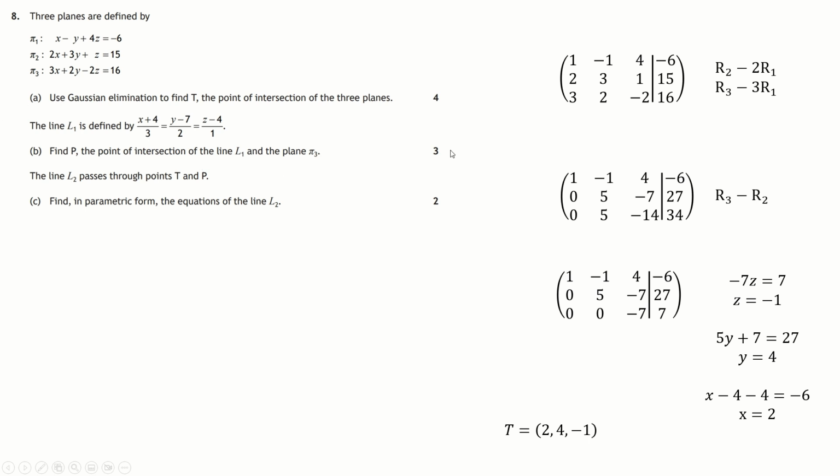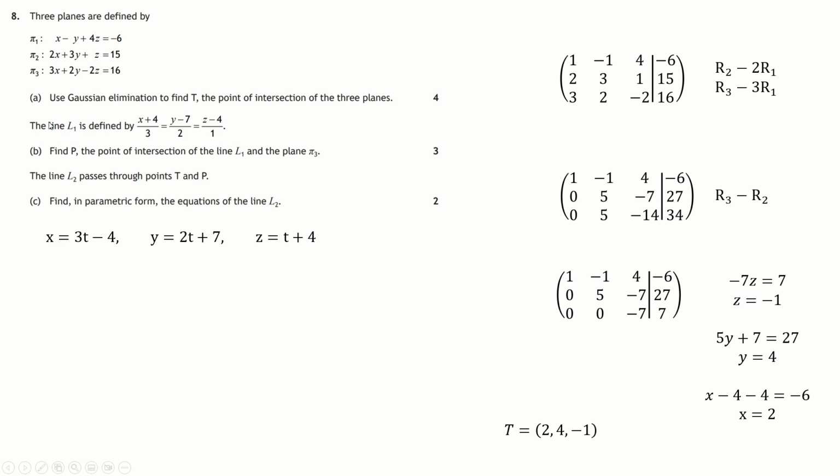Part B. Find P, the point of intersection of the line L1 and the plane pi 3. How you do this is you write the line in parametric form. So you write it like this, where this is all equal to some parameter, like t, and you rearrange and solve for x, y, and z respectively. So now each value of t corresponds to a point on L1.